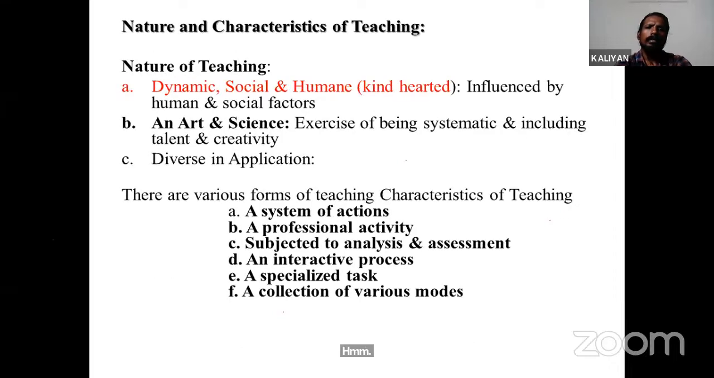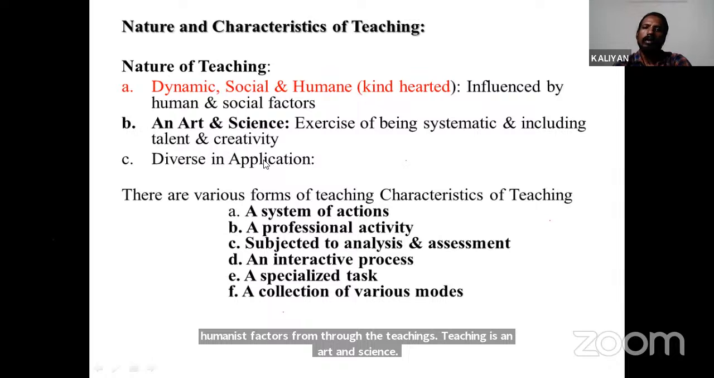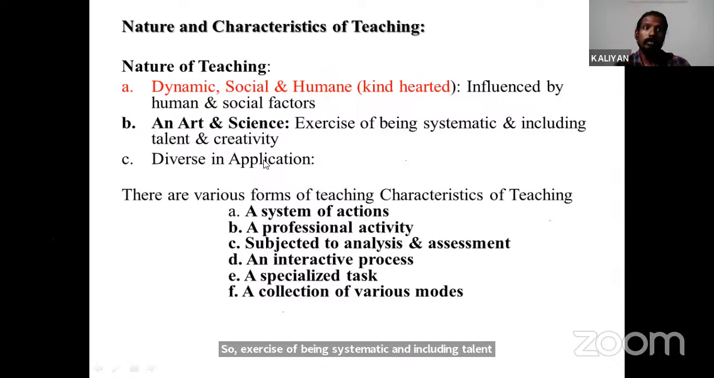So next is the nature and characteristics of teaching. It is dynamic, social and human, influenced by human and social factors. So the student will understand the social and humanistic factors through the teaching. Teaching is an art and science. The exercise is systematic, including talent and creativity, and diverse in applications. So through teaching, students apply various methods in their learning. So this is the nature of teaching.